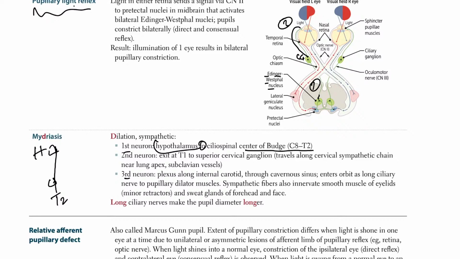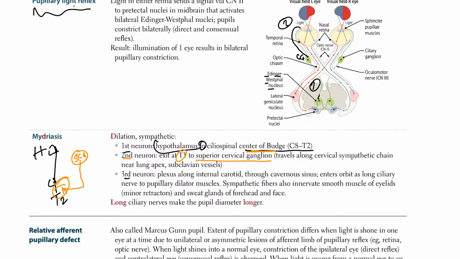And the second order neuron, let's change color. Why is this important? Because in Horner syndrome, at any point given here, you can destroy the nerve fibers and it will give you some damage. So the second order goes from T1, the main point, the center of budge, right? From here all the way to the superior cervical ganglion, so it goes back up top to the superior cervical ganglion.